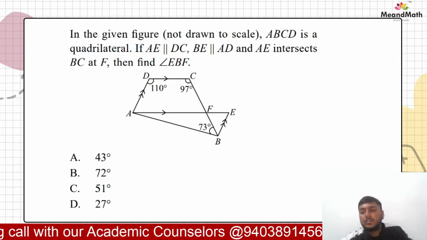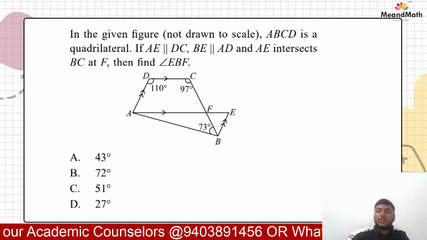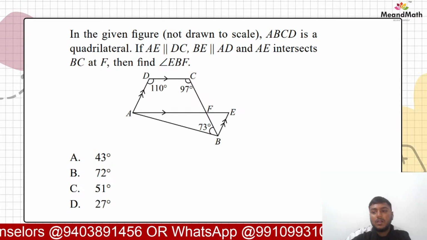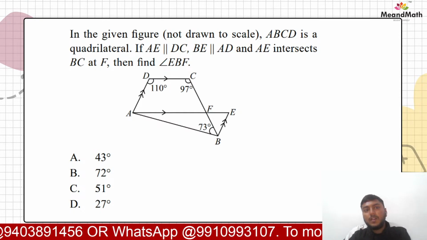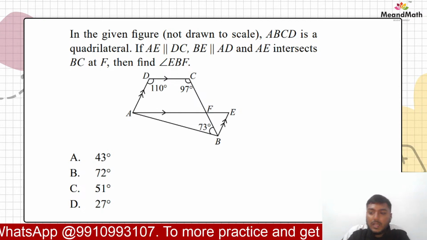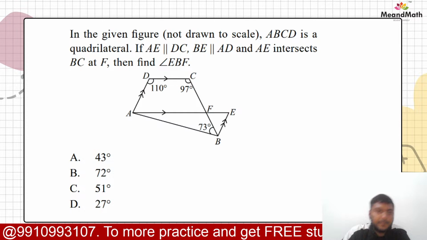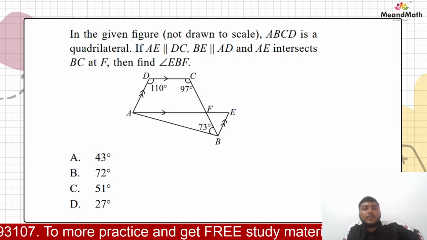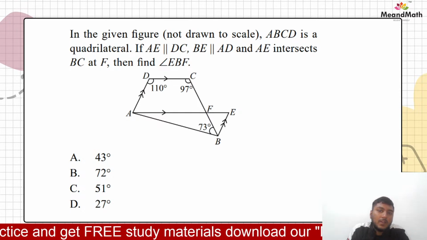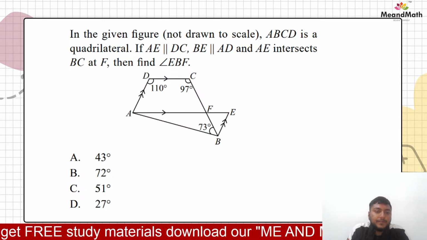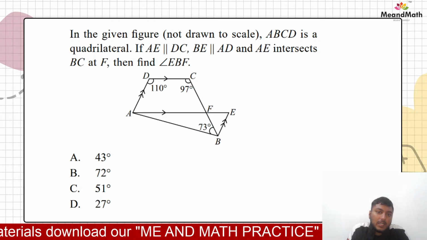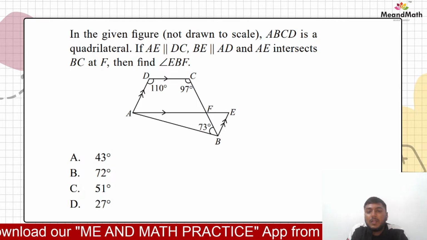In the given figure, not drawn to scale, we have to find the angle EBF. ABCD is a quadrilateral. Two sides are given parallel: AE is parallel to DC, and BE is parallel to AD. AE intersects BC at F. We have to find angle EBF.